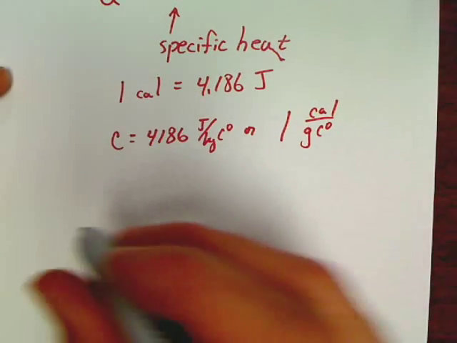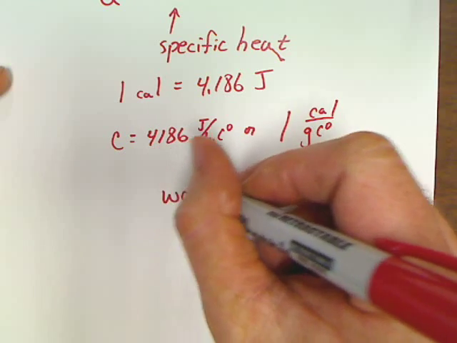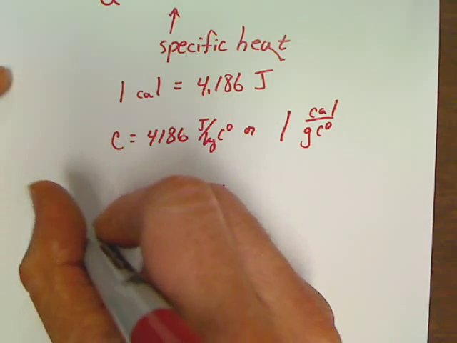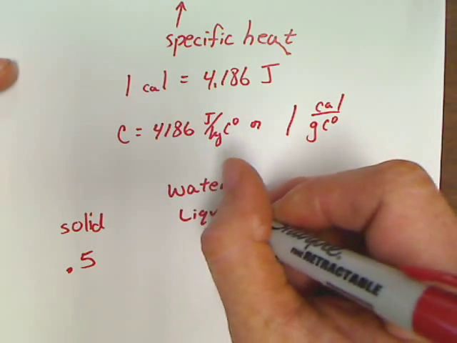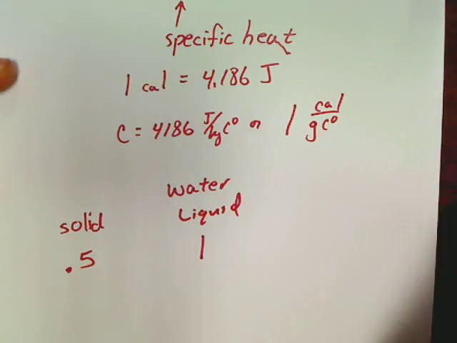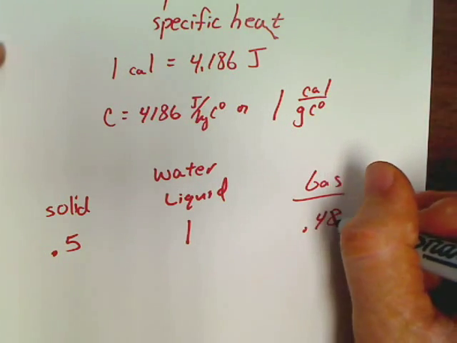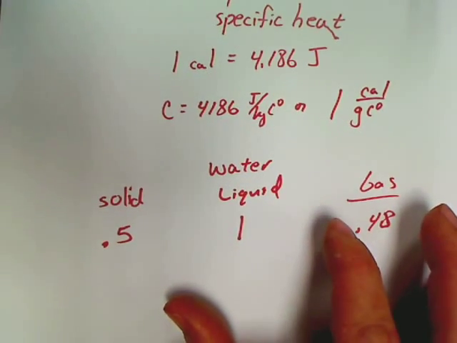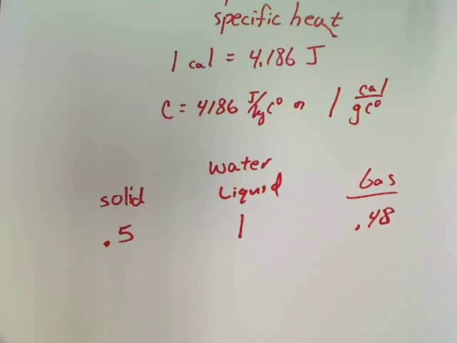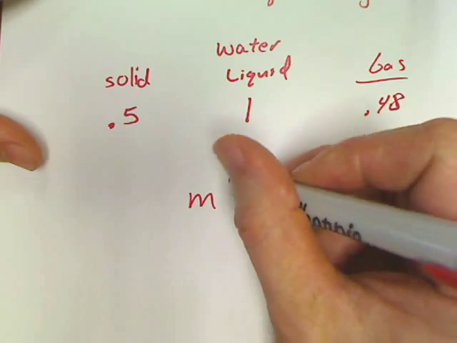Well, I take that back. Not for this test, but the next one. You're going to have to make sure and know that when you're talking about water, if it's a solid, then water is a 0.5. If it's a liquid, then water is our famous 1. And if it is in a gaseous state, water is 0.48. Now that you will have to know, not on this test, but on the next test we take, you're going to have to know those 3 bits of information.